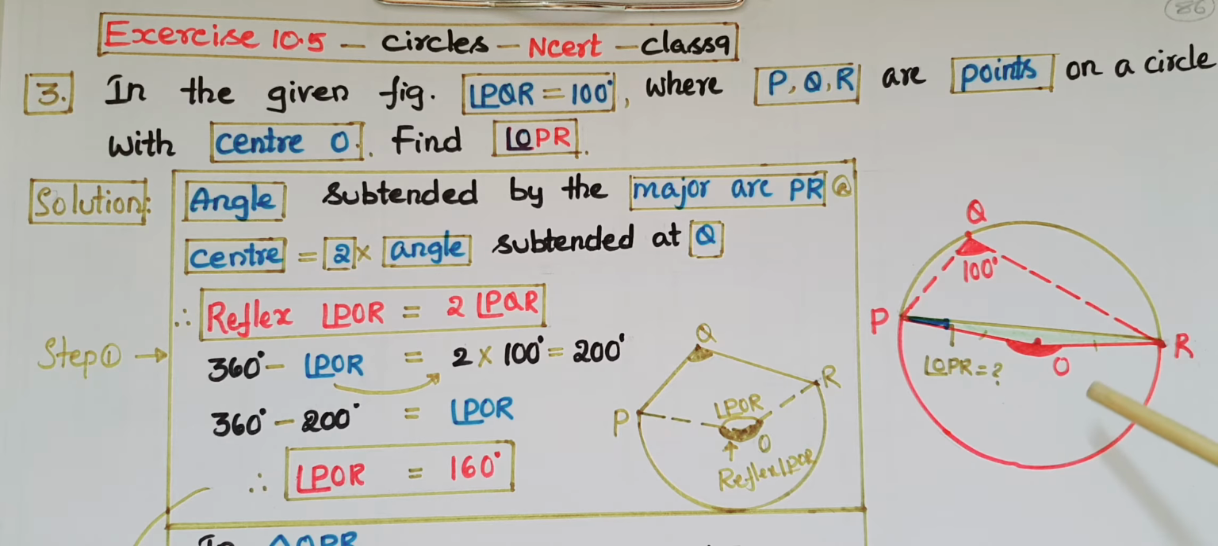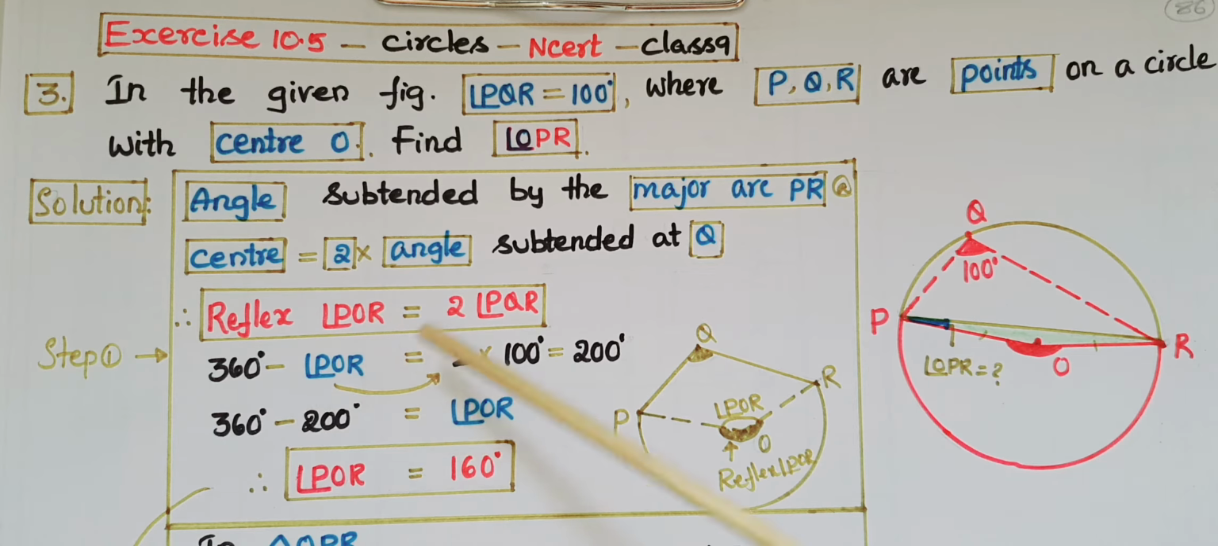If you see this figure, PR is a major arc and the angle subtended by this major arc PR at center O, that is reflex angle POR, is equal to 2 times the angle subtended by this major arc at any point, that is Q. So reflex angle POR is equal to 2 times angle PQR.